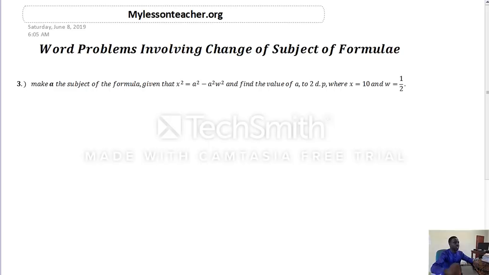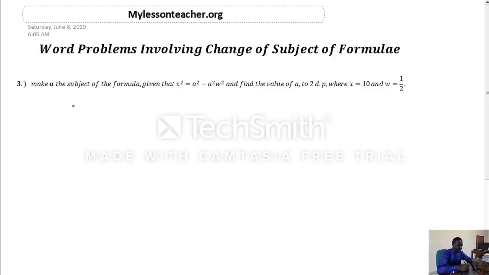Next question says we should make A the subject of the formula, given that a squared x squared is equal to a squared minus a squared w squared, and find the value of a to 2 decimal place when x is equal to 10 and w is equal to half. So what I'm going to do in this equation is simplify and factorize out a, and therefore make a the subject of the formula.